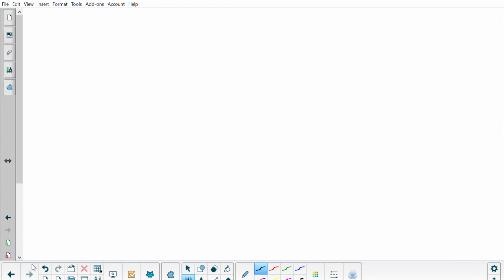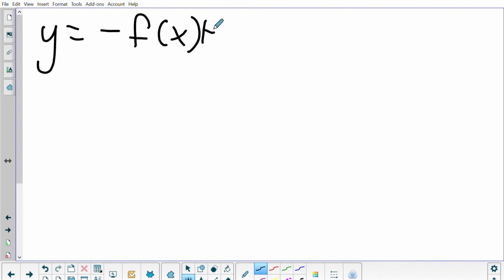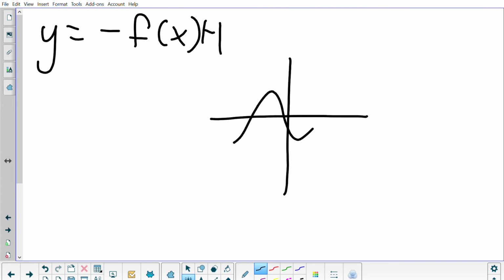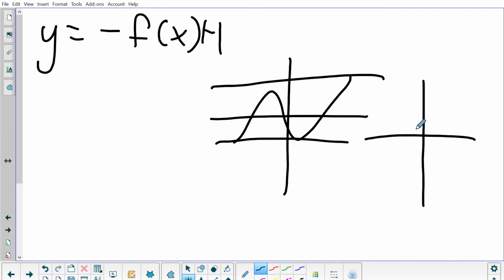If they said y is equal to negative f of x plus 1. Okay? It could be whatever shape. And because of the plus 1, we're going to move every single point up 1. So if this was at 2, it's now going to be 3 over here. And if this was at 1, it's going to be 2 over here. And then I would just make the same shape over here.